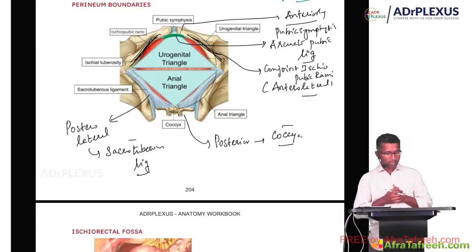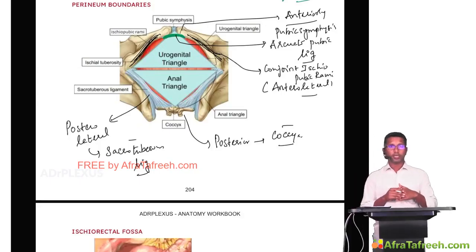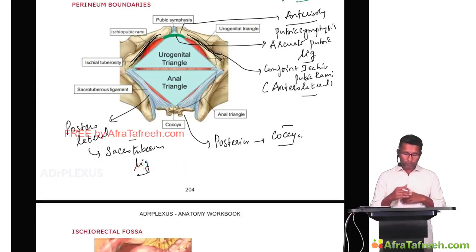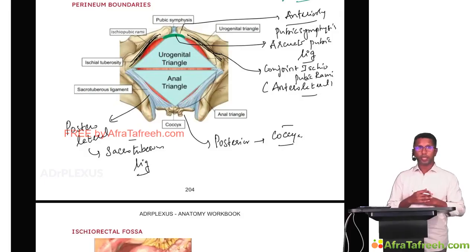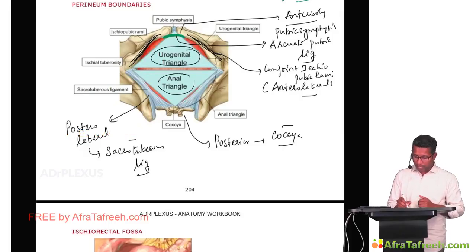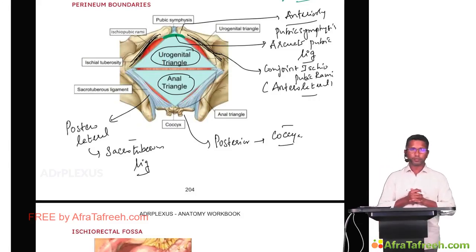Very similar to that, we have an area here which is called the perineum, and this perineum is divided into two halves by an imaginary line. This imaginary line runs through the perineal body and divides it into two triangles. The anterior triangle is called the urogenital triangle, and the posterior triangle is called the anal triangle.